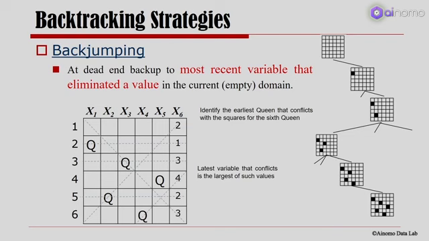So I take this value, which is 4, and now I know that if I have to jump back, changing 5 would not help. I have to go back and look for making changes at the variable level 4. This is back jumping.